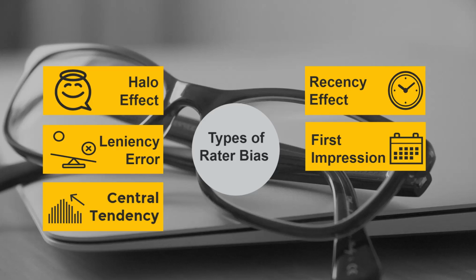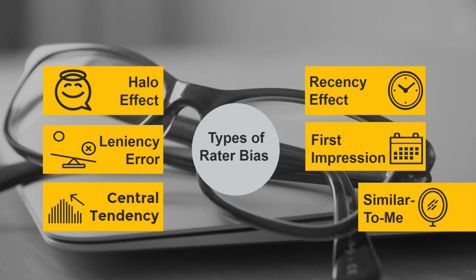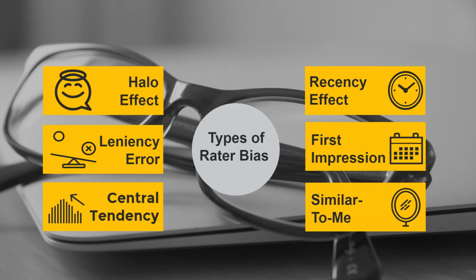The last type of rater bias that we will discuss is called the similar to me error. It is a common human tendency to like those that are similar to us, but this rating error occurs when we allow similarity to influence our judgments. Similarity could be defined in many ways, from demographics to personality, participation in similar hobbies, or belonging to the same groups. Let's look at an example.